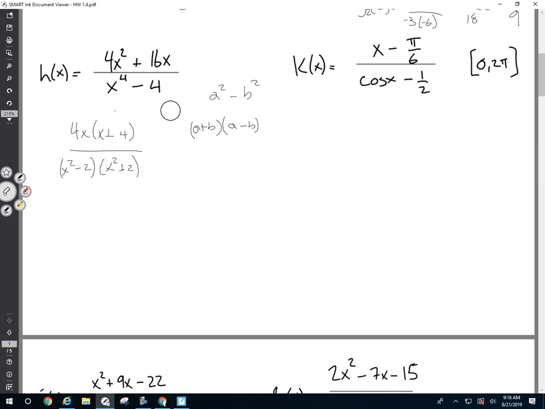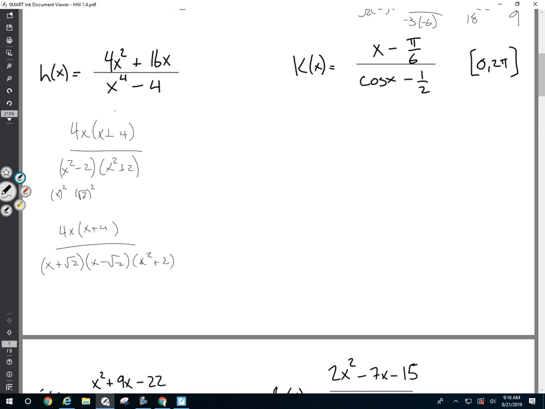Now, what's interesting is that after I factored the denominator, I see I actually have this, which can be factored. This is x being squared, and this is root 2 being squared. So the denominator can be simplified to (x plus root 2)(x minus root 2), and then x squared plus 2 does not factor.